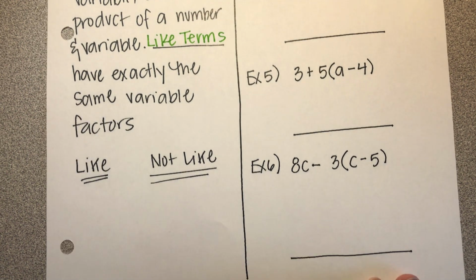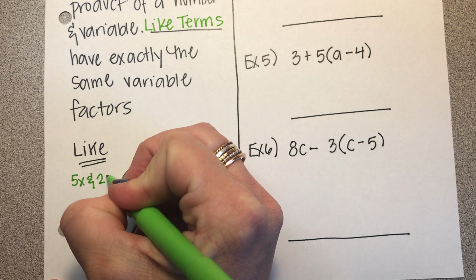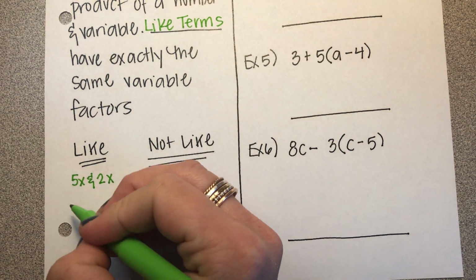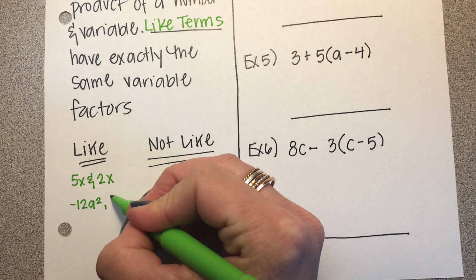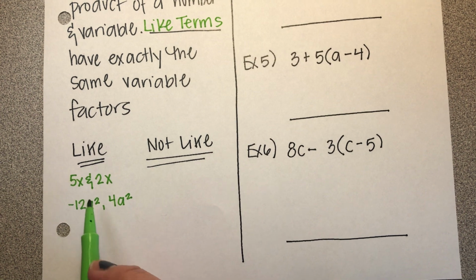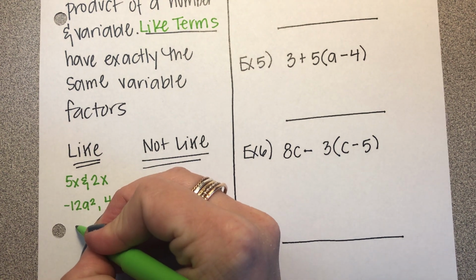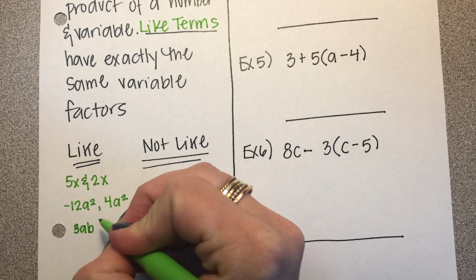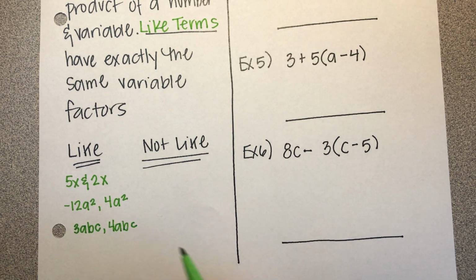Okay, so for example, if I gave you 5x and 2x, those are alike. What if I gave you negative 12a squared and 4a squared? Those are like terms. They have the exact same variable factors, right? These two both have x's. These two both have a squareds. It can even be something like 3abc and 4abc. Those have the exact same variable factors.